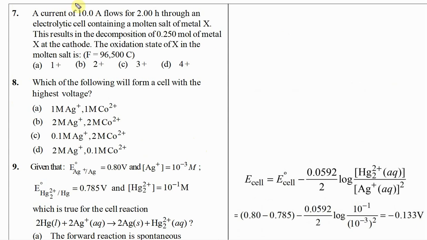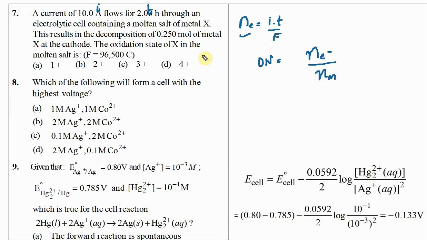Now going on to the next one, current flows through. I have been given my I, I have been given my T through X. The result of decomposition is 0.2 mole. So I have told you this, moles electron equals IT over F. So you can calculate moles electron. Moles electron, if I know, oxidation number is nothing but moles electron by moles of metal.